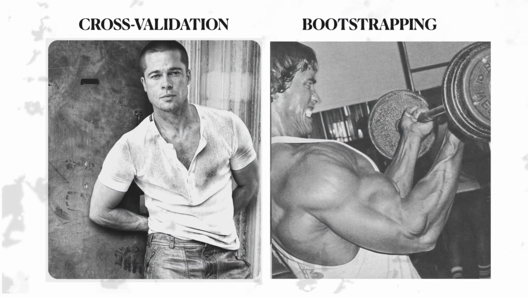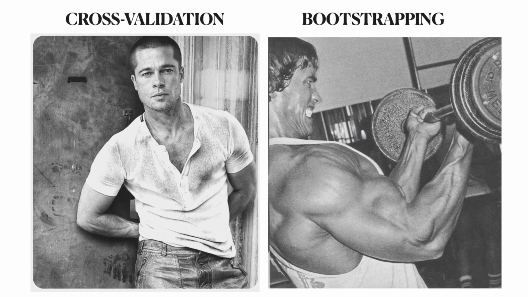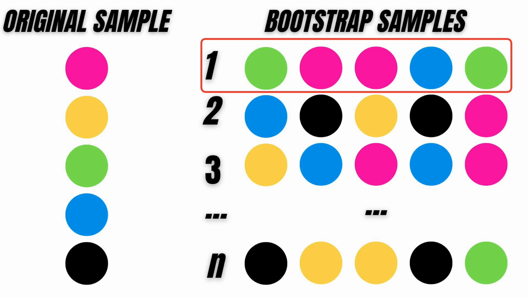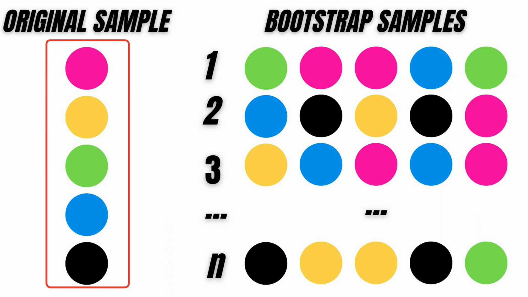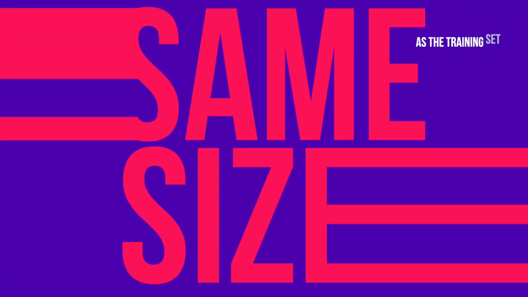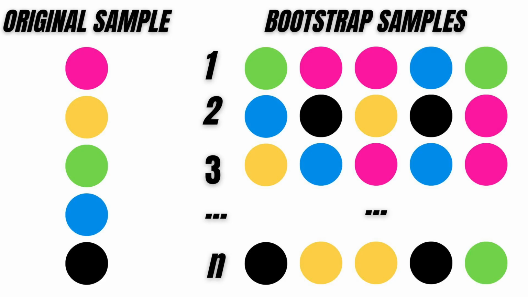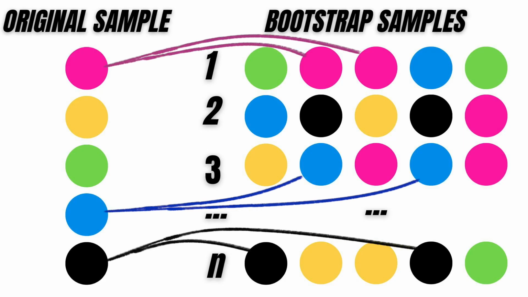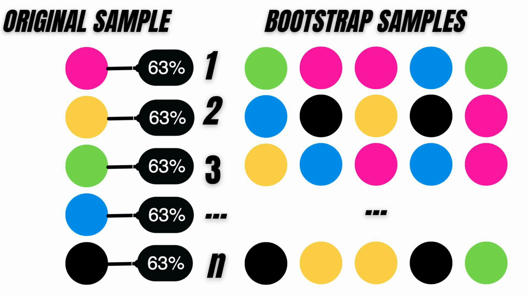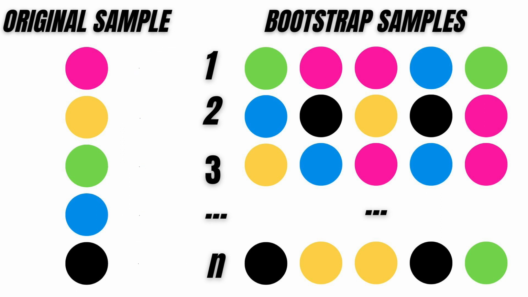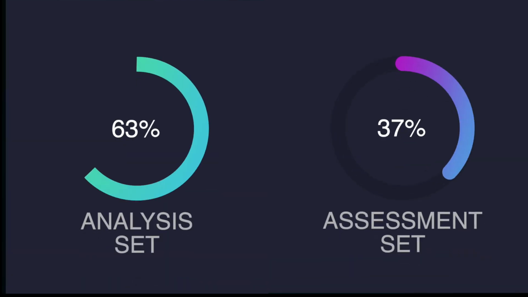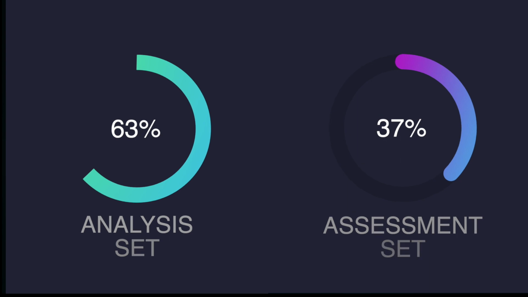The bootstrap resampling is like cross-validation on steroids. A bootstrap sample is a sample taken from the training set and having the same size as the training set. The same size arises via replacement, where a particular observation might be sampled multiple times. Each observation has a 63% chance of being sampled at least once, so that 37% of the training set will not be selected for the analysis set and will therefore become the assessment set.